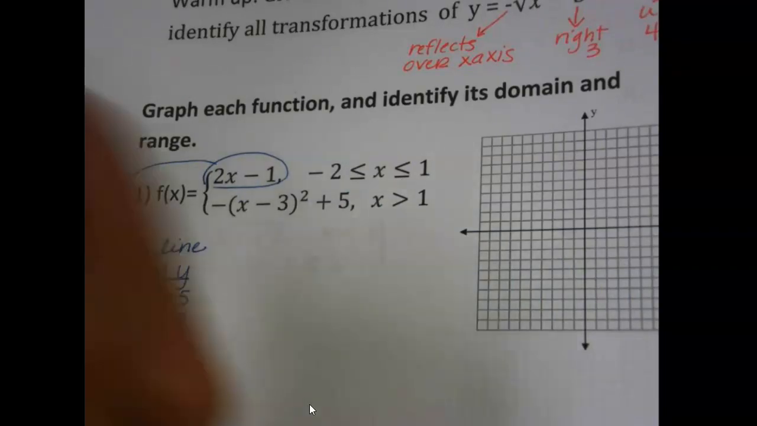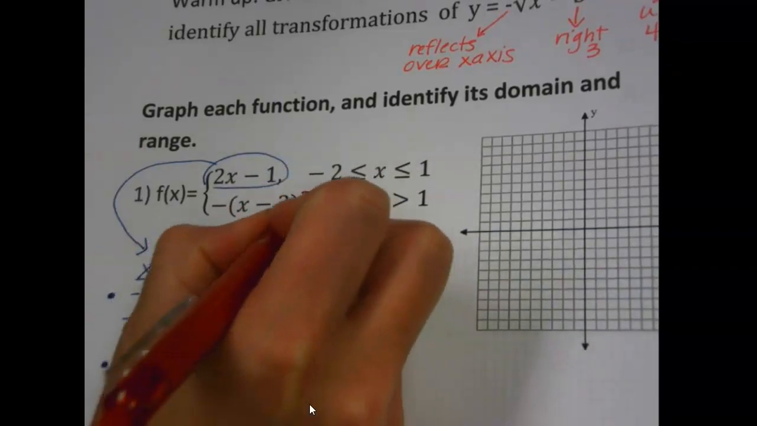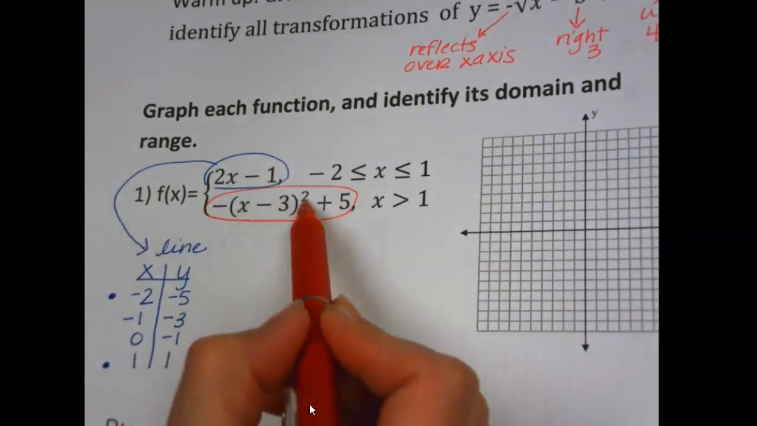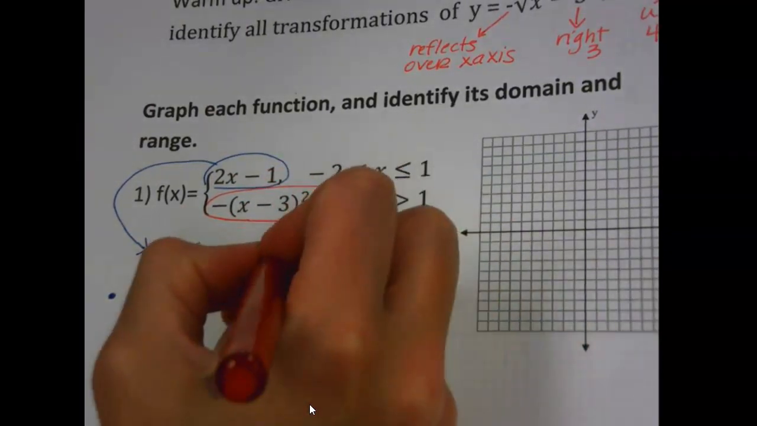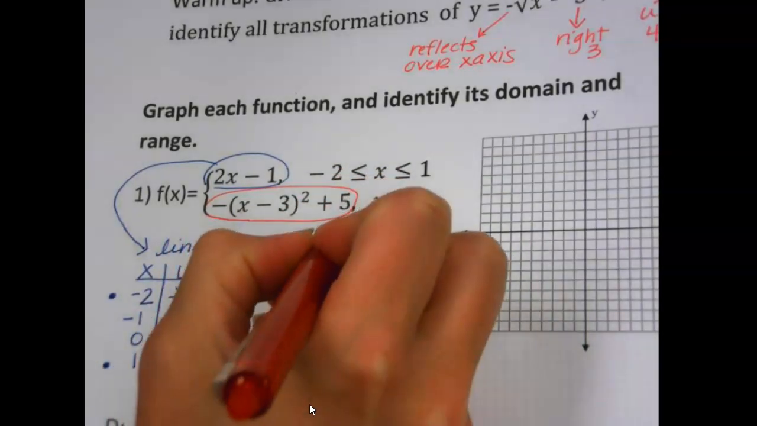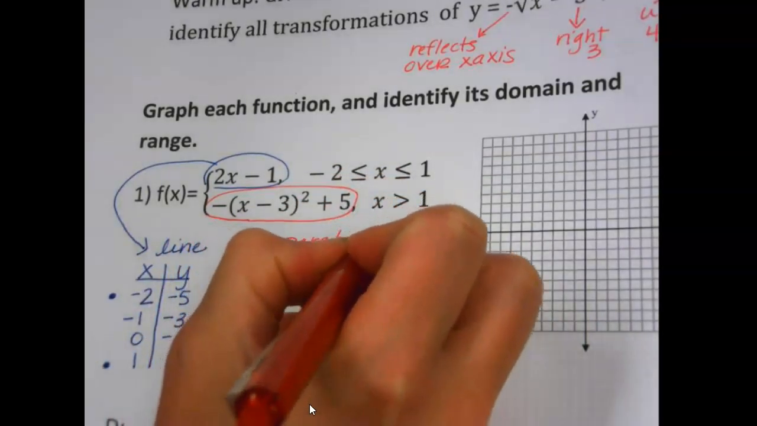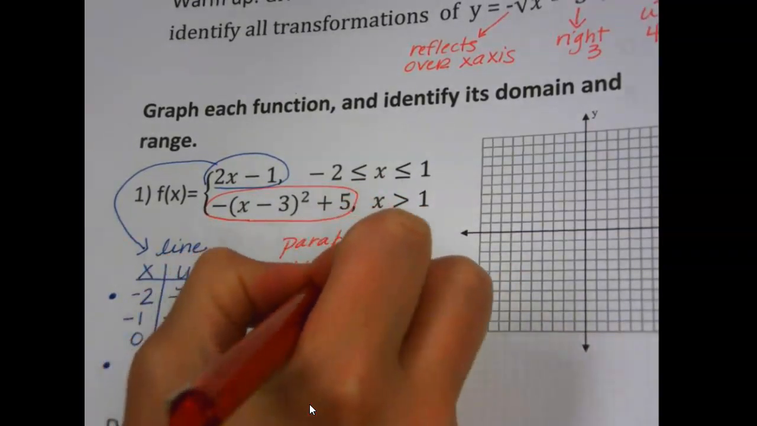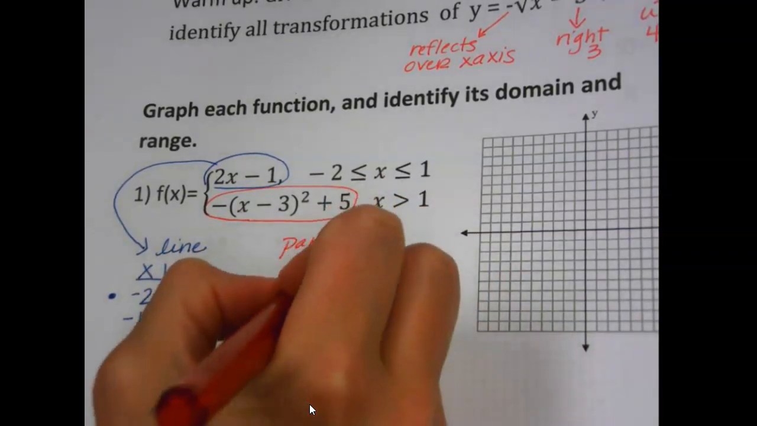So let's take a look at this function number 2. What you want to be able to do is identify what it is. Well, here we have an x squared. X squareds are quadratics, or their graphs are parabolas. So it's good to know what it is that you're graphing, because you're not going to graph the whole thing, but just a piece of it.